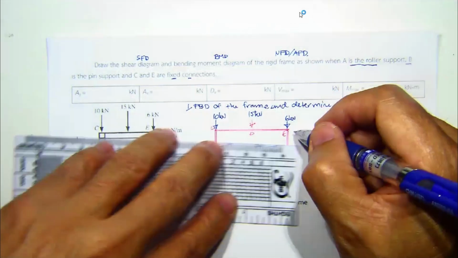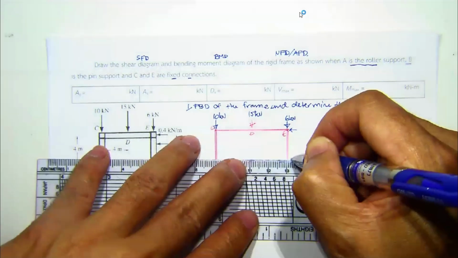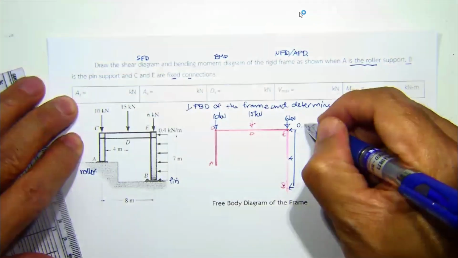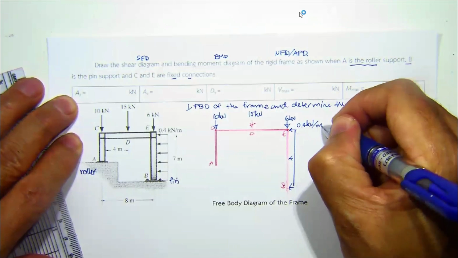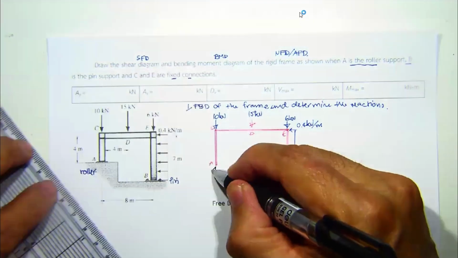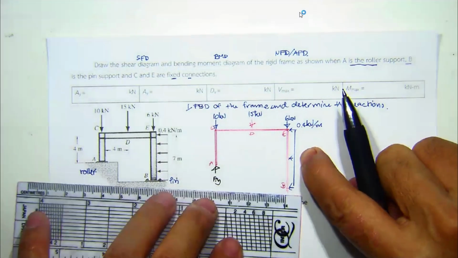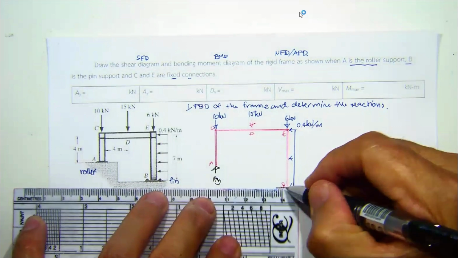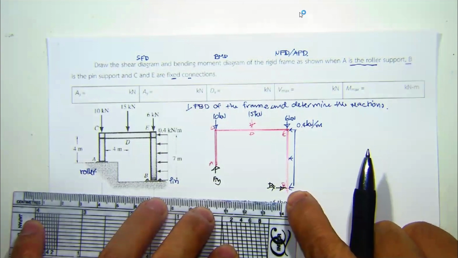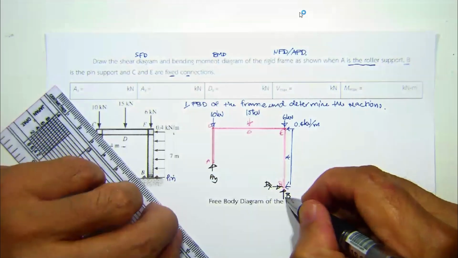Also, our frame is subjected to lateral load, such as the wind load, which is 0.4 kilonewton per meter. Under the given supports, we will have this force as A sub y. Since the lateral load is to the left, our reaction B sub x must be in the opposite direction. And B sub y is expected to be upward.